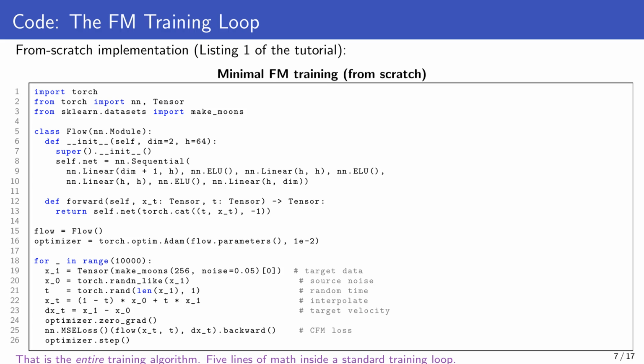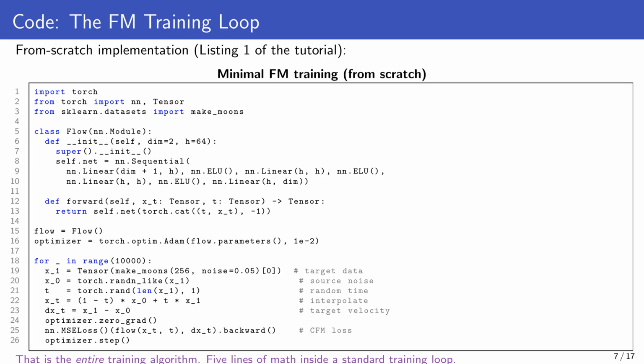Now look at the training loop. This is where the magic of flow matching becomes apparent. Each iteration has 5 key lines. Line 1, sample target data x1 from the 2 moons dataset. This is our target distribution Q. Line 2, sample noise x0 from a standard Gaussian. This is our source distribution P. Line 3, sample a random time t uniformly between 0 and 1.